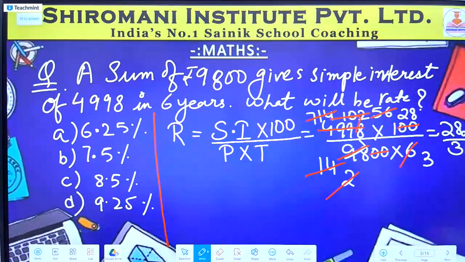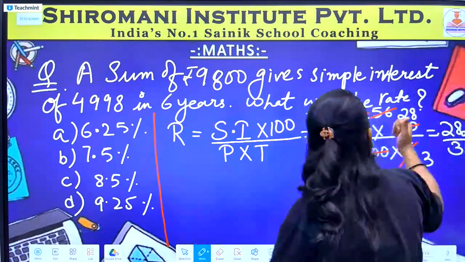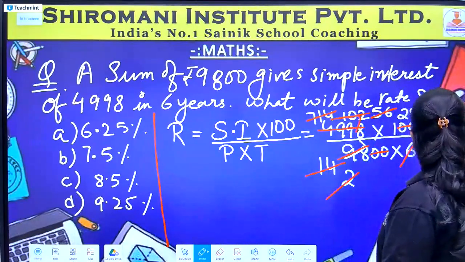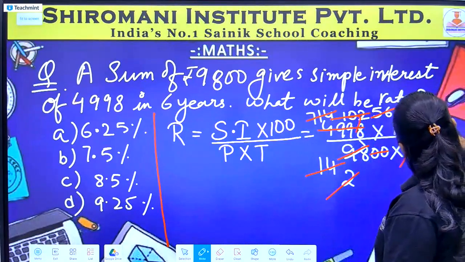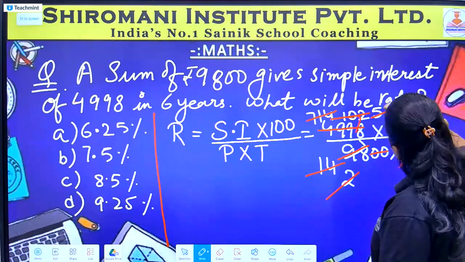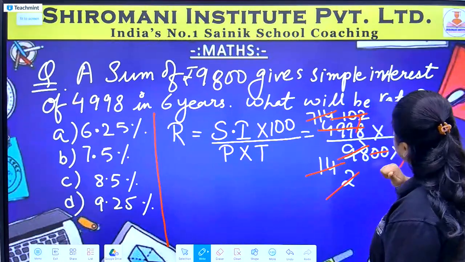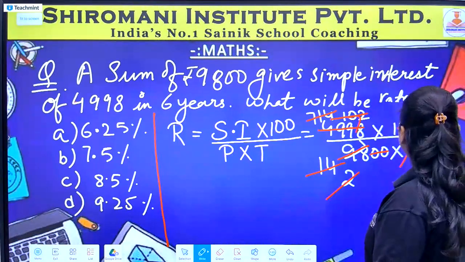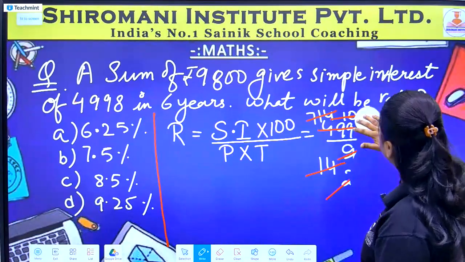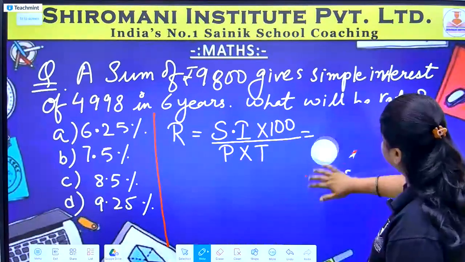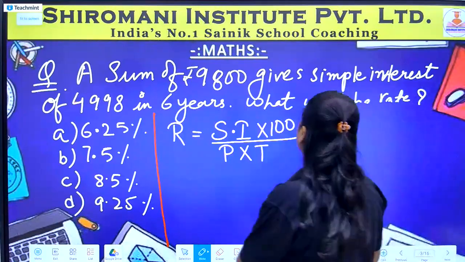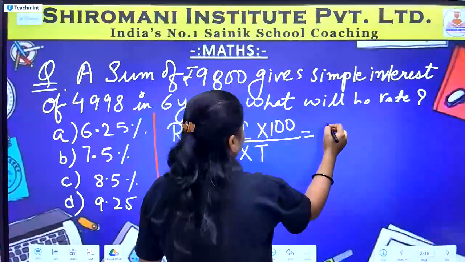But this 28, I think, acha, sorry. I did one mistake, beta. I did one mistake there. Okay, let me do this calculation once more. I did one mistake. I divided 102 wrong. Really sorry.